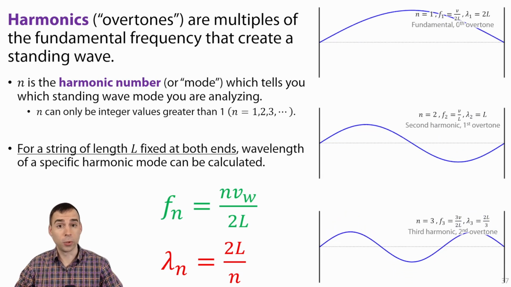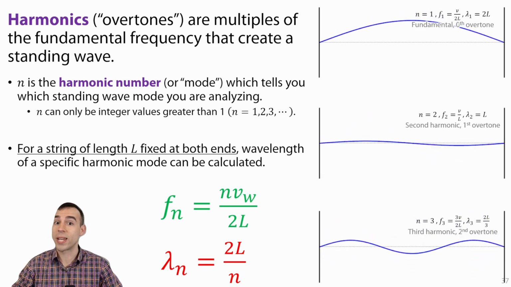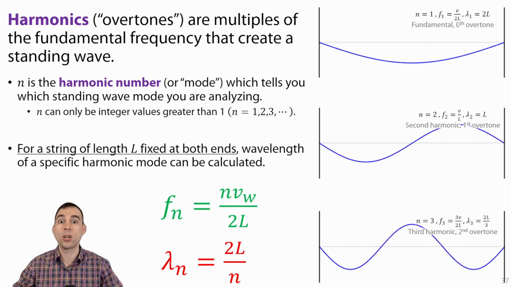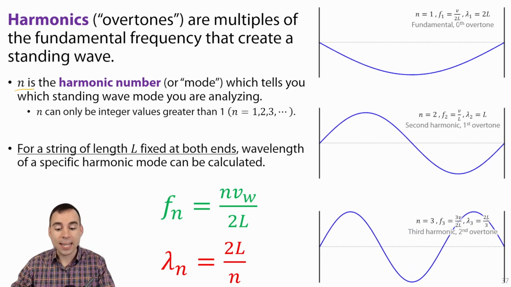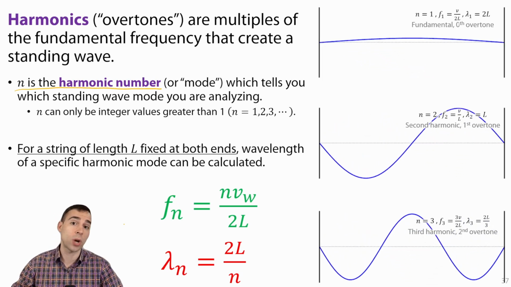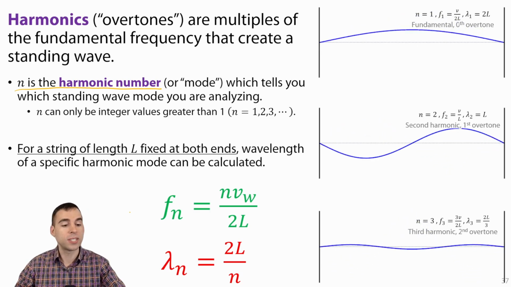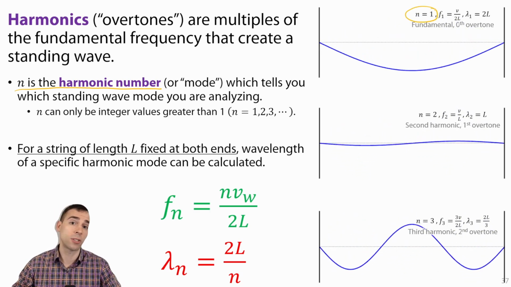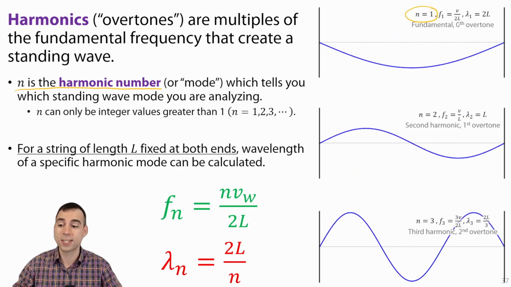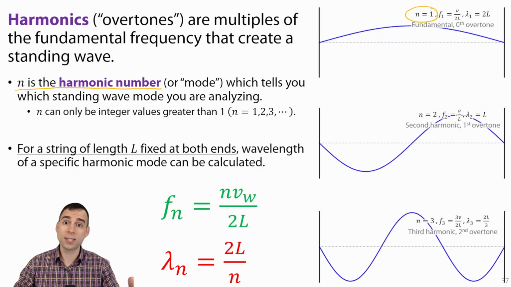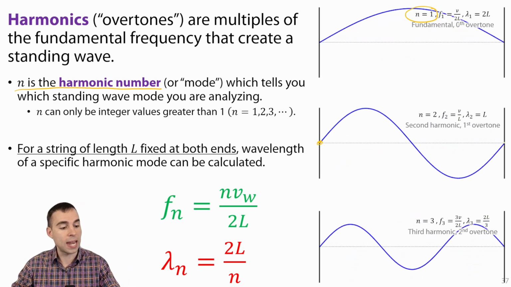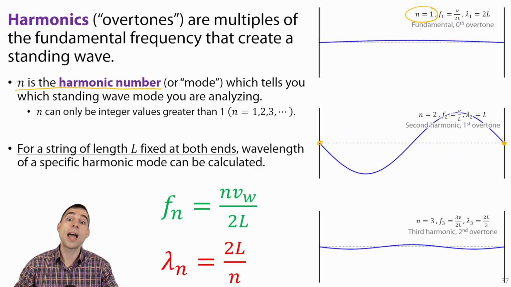Harmonics are multiples of the fundamental frequency that create a higher level standing wave pattern. N is the harmonic number, which tracks which standing wave pattern we're looking at. The fundamental frequency has n equals 1, and it looks like what you saw on the previous slide. But we could still get standing wave patterns that have a node at each end at a higher frequency.